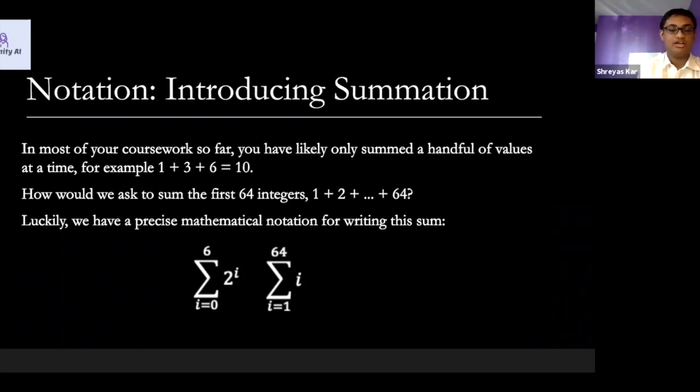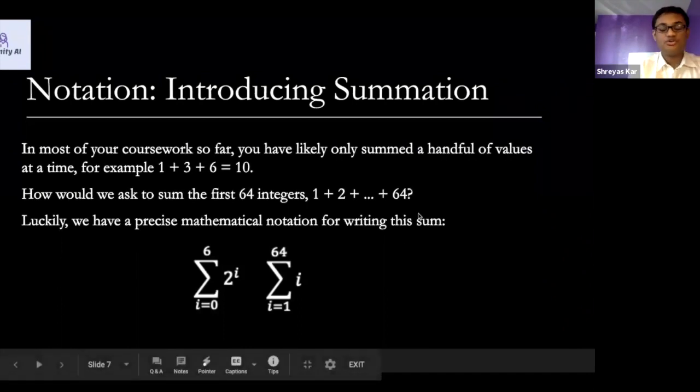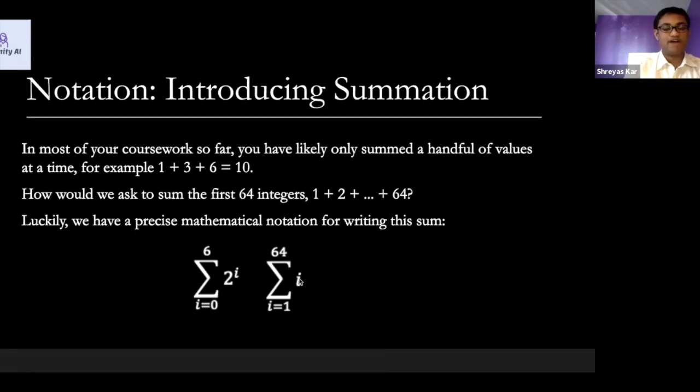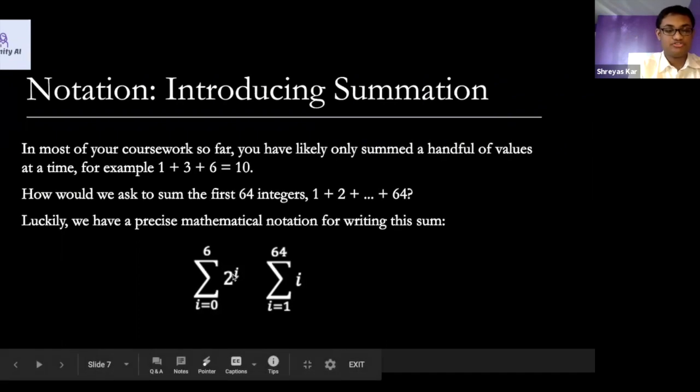How exactly can we fix this ambiguity? Luckily, we have a precise mathematical notation for writing the sum. This is what's called summation notation. So in this case, if you're trying to add the first 64 integers, you would use this notation: the sum from I equals 1 to 64 of I. However, if you wanted to find the first six powers of 2, so 1 plus 2 plus 4 up until 64, you would use this notation.